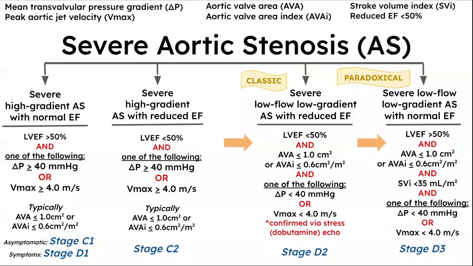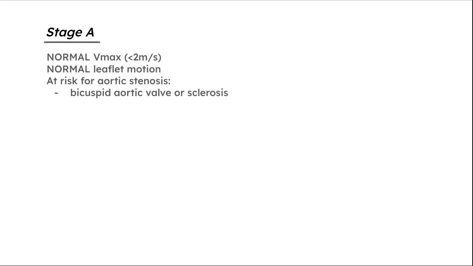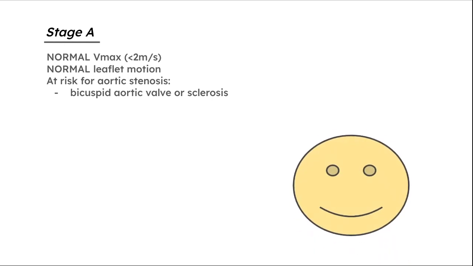Whew! Just kidding. If you've been paying attention, you might be like, Anna, what about stage A? Stage A is defined as a normal Vmax and normal leaflet motion. And it really just describes those patient populations that are at risk for developing aortic stenosis. So patients with a bicuspid aortic valve, or sclerosis without stenosis. Okay, now we're done.